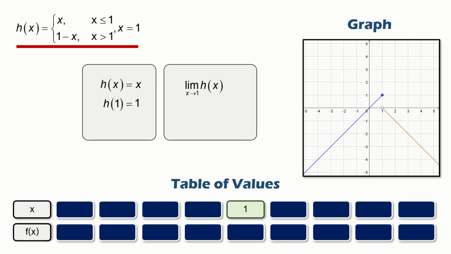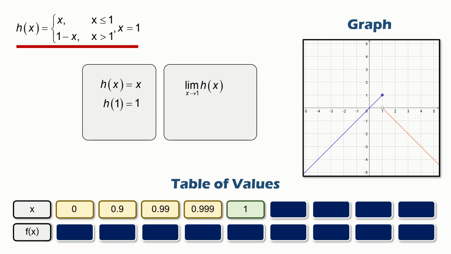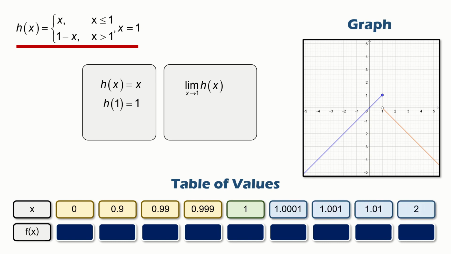From the left of 1, we have 0, 0.9, 0.99, and 0.999. From the right side, we have 2, 1.01, 1.001, and 1.0001. Substitute each x value to the function. I'll give you 5 seconds to think whether to pause this video and complete the table on your own, then check your answers afterwards, or continue watching the video.